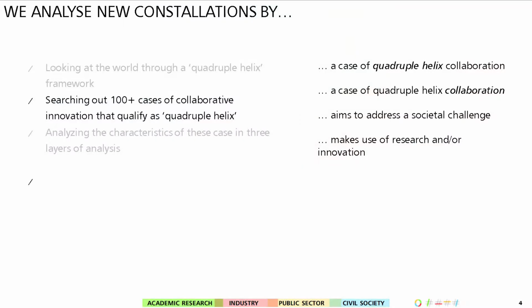When we select cases to look at, we emphasize, first of all, that they somehow qualify as quadruple helix constellations, meaning that we want all of these 4 sectors to be represented at some point in time in the case. We also emphasize collaboration, meaning that we want them to consciously be collaborating. It's not enough to just have some kind of interaction, we want a collaborative interaction.